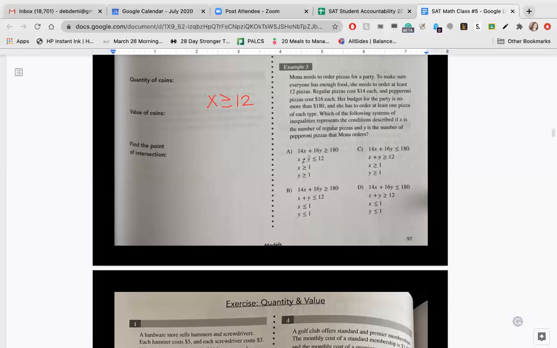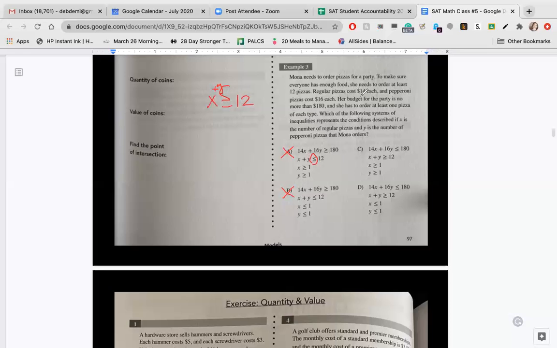So I'm going to go down and cross out everything that's less than 12 pizzas. X plus Y, the pizzas together. This one's less than 12, so we're going to get rid of that one. This one's less than 12, so we're going to get rid of that one. So you're going to do elimination. The total number of pizzas has to be more than 12, not less than 12.